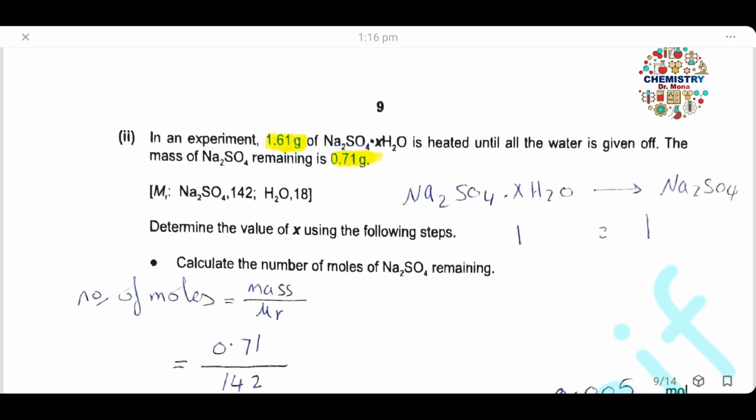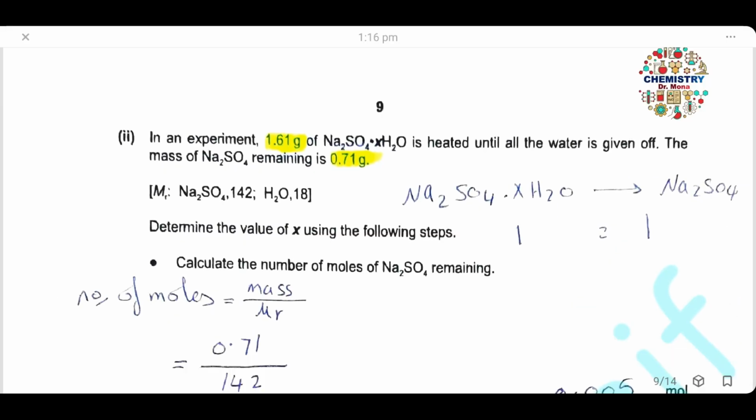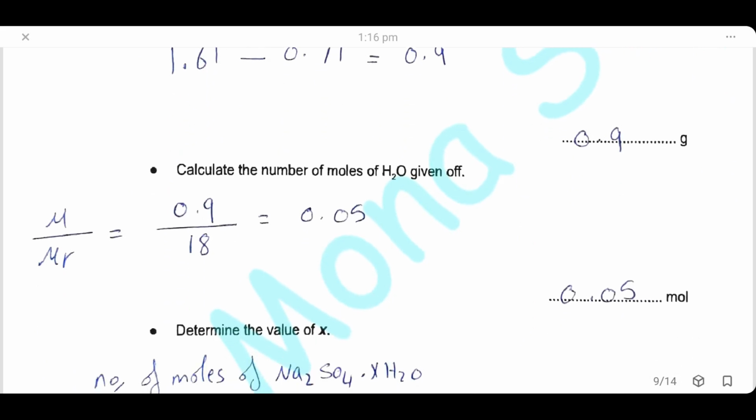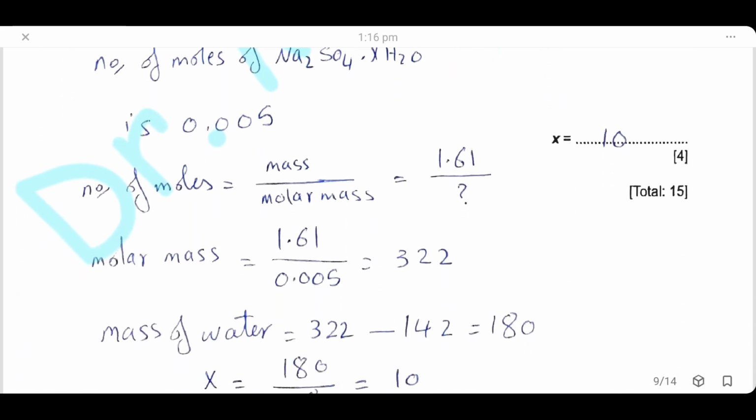To determine the value of X, the number of moles of sodium sulfate hydrate is the same as the number of moles of sodium sulfate, because we have the ratio 1:1. So we have an equal number of moles here. So the number of moles of the hydrated salt is also 0.005.